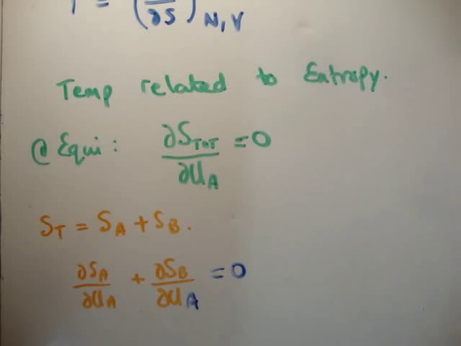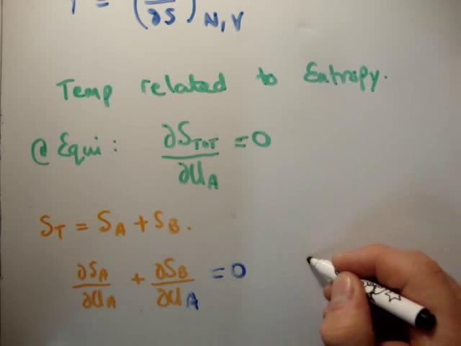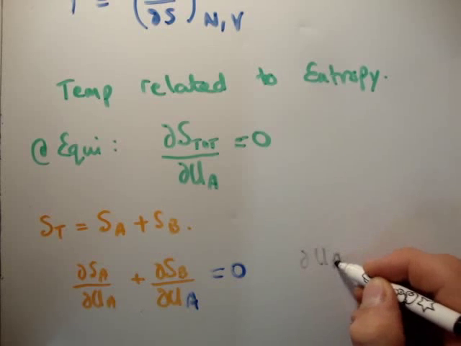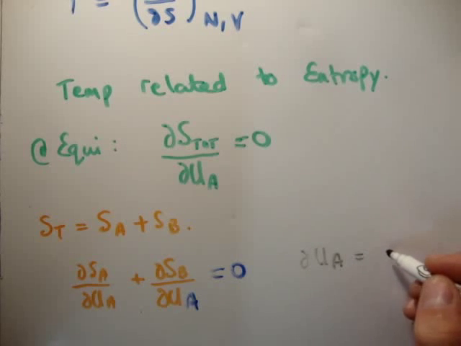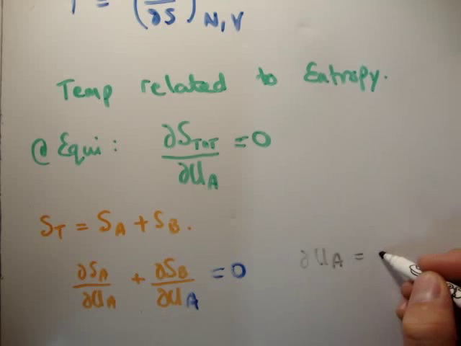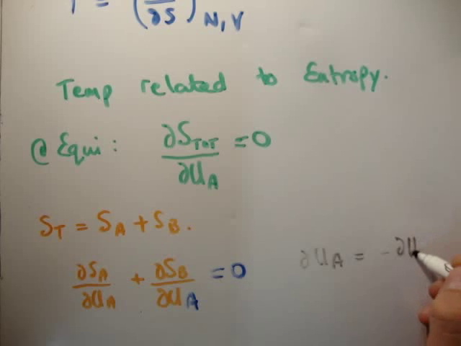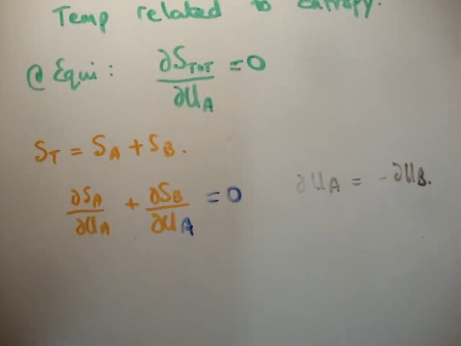Okay, and it's important now that we see it's with respect to A. However, we know that if energy comes from A and goes into B, then del U_A, the energy change in A, has to go someplace else; it came from B. So del U_A is minus del U_B. That should be quite intuitive to you.